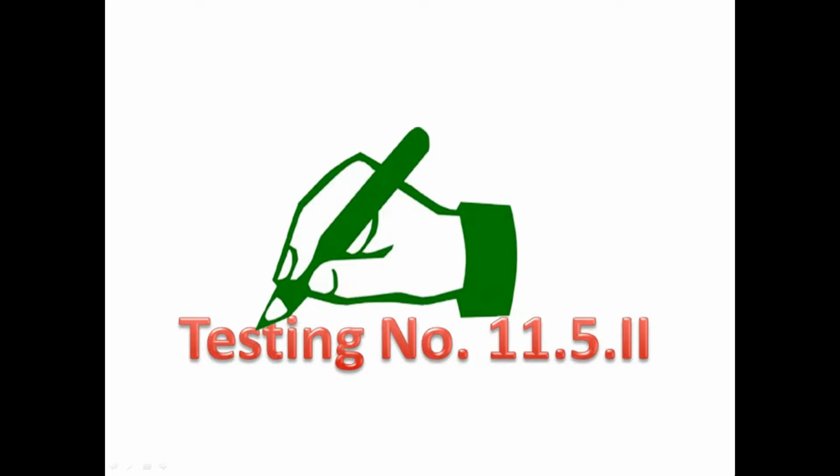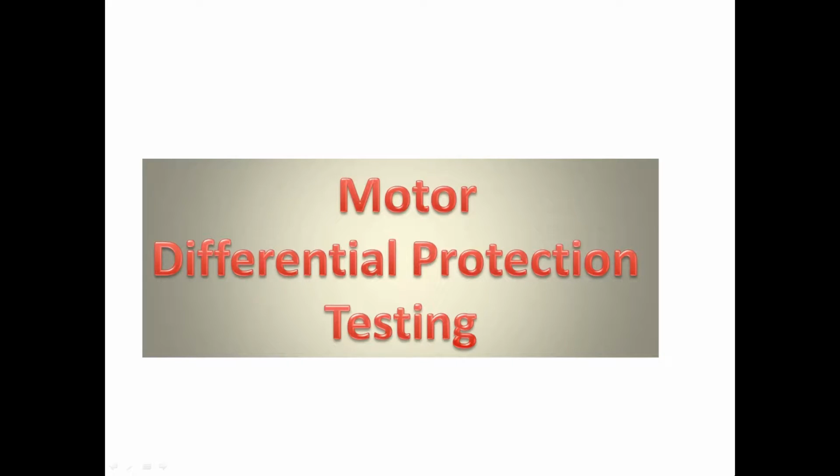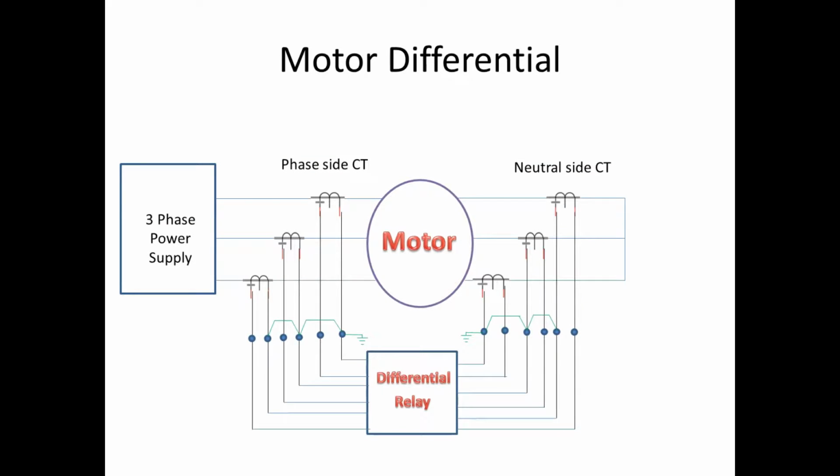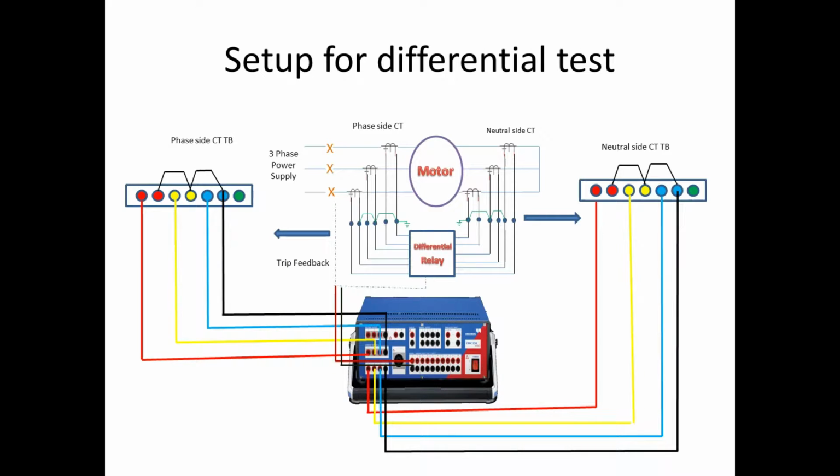Hi, in this section I am going to show how to test motor differential by using Omicron Kit Slope method. This is the motor differential relay connected with the primary side of phase CT and neutral CT. This is how the secondary injection kit is set up.